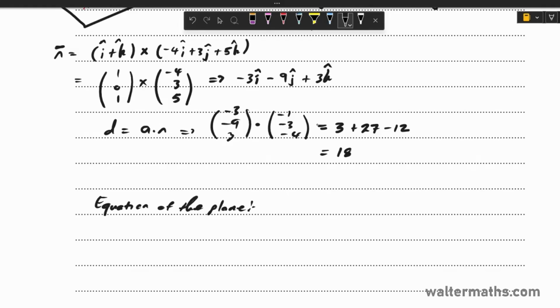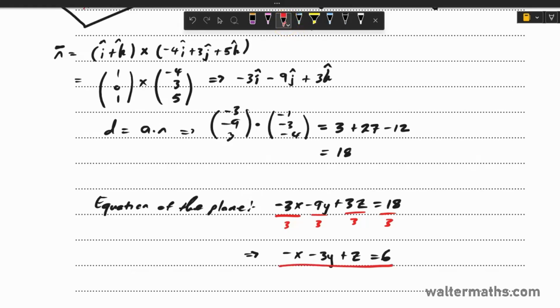we will say that it is equal to, in Cartesian form, minus 3x minus 9y plus 3z equal to 18. Now, what we have can be simplified by dividing by 3. So if we divide each item by 3, we get the final answer for the equation of the plane in Cartesian form to be minus x minus 3y plus z is equal to 6. So what we have right now is the answer. And that's how we do it.